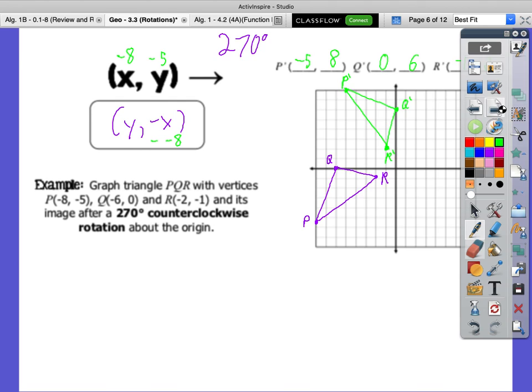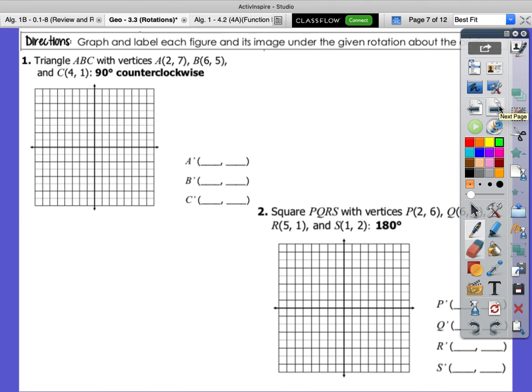So let's go ahead and move on to number 1 here on our example. We are not going to do all these examples, I'll tell you that right now. I want you guys to do example 1 on your own. We've done a 90-degree rotation, and we're doing another 90-degree rotation here.